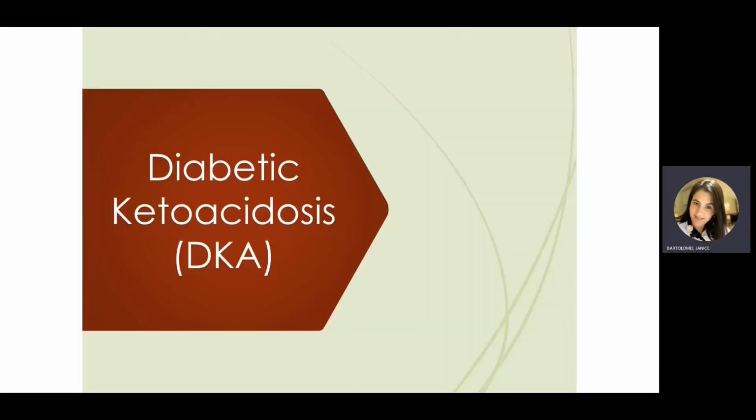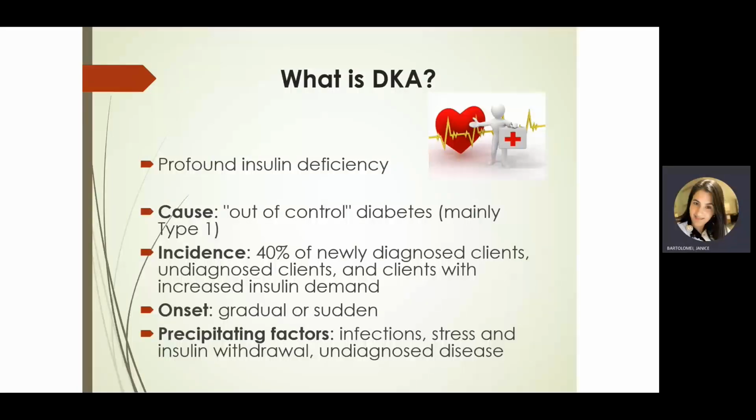All right, so then let's talk about DKA, diabetic ketoacidosis. DKA is one of the causes for an acid-base imbalance called metabolic acidosis. And that's in another lecture, but just so you'll know. So what happens with DKA? Well, it's considered a medical urgency. Usually it happens in type 1 diabetics, but can be seen in type 2.